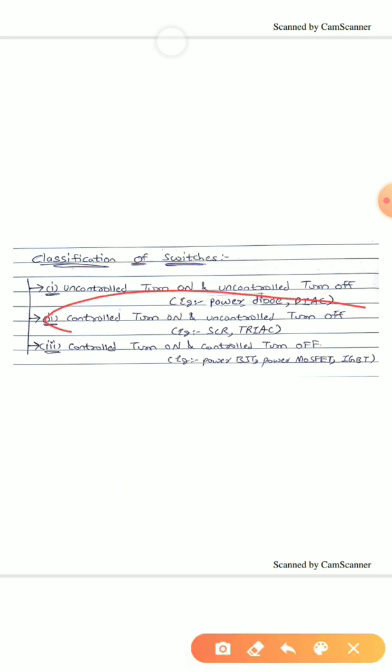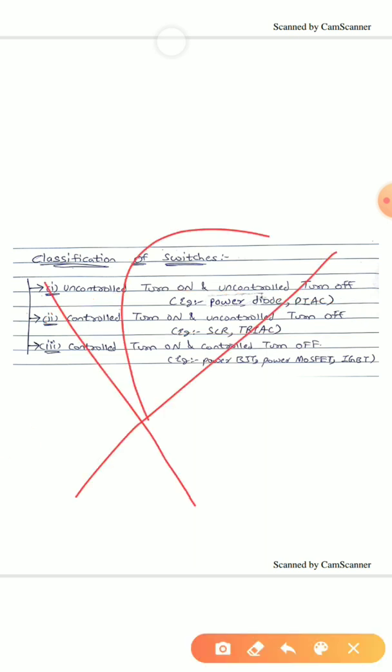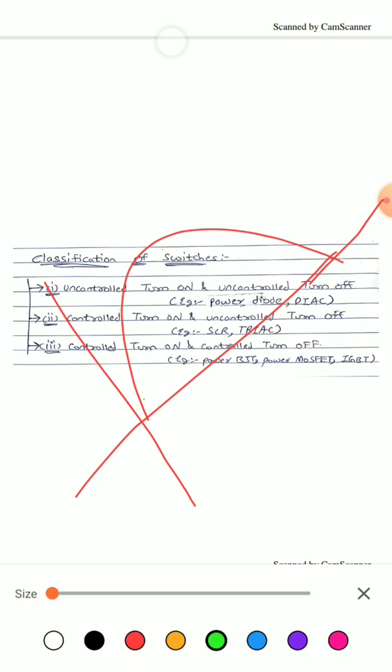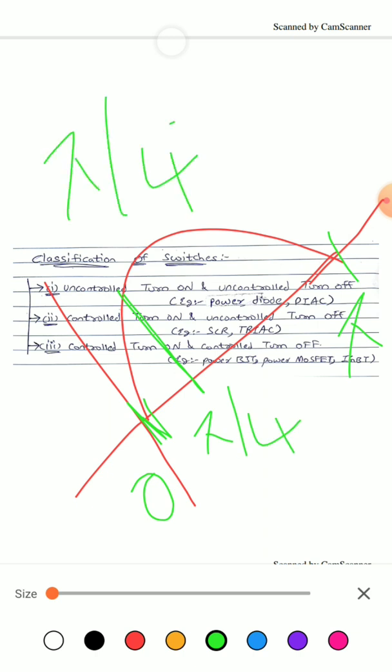The second category of switch that I have is called controlled turn on and uncontrolled turn off. That is, I can decide when it is going to turn on, but I cannot decide when it is going to turn off. For example, this instant I will call 0, and this I will call pi. Now, I can decide that at pi by 4 my switch will turn on. I can decide when my switch is turning on, but it will conduct up to pi. That is, only the turn on time I can decide.